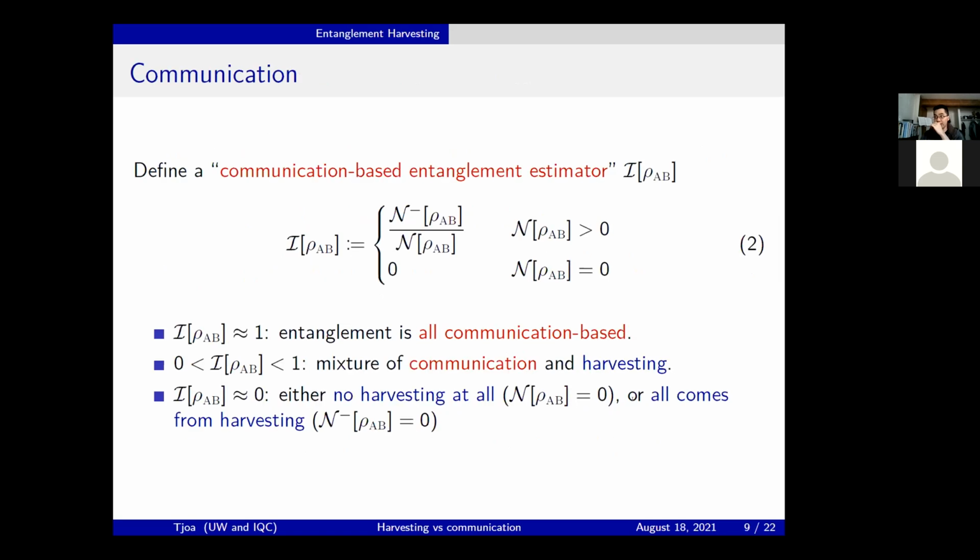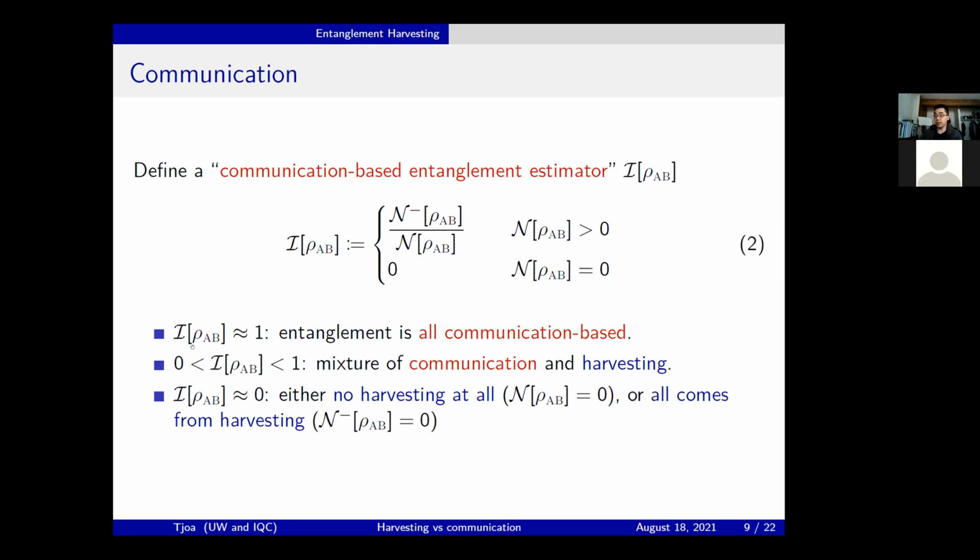And then once you have this, a convenient way of representing the results would be to define an estimator, which for lack of better words right now, I would call the communication-based entanglement estimator, which is simply the ratio of the communication-based negativity divided by the total negativity if it is greater than 0, or if there is no entanglement already, let's just declare it 0. Now, this is basically just for convenience, because by normalizing it like this, your plot will basically range from 0 to 1.